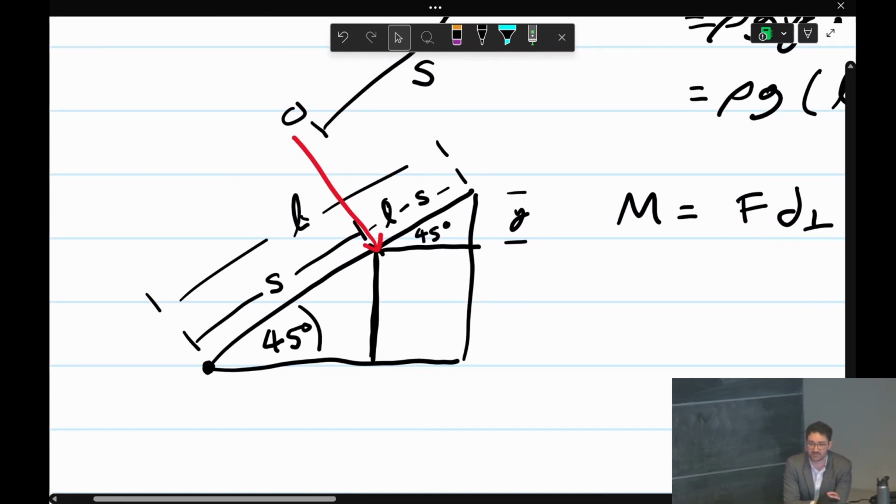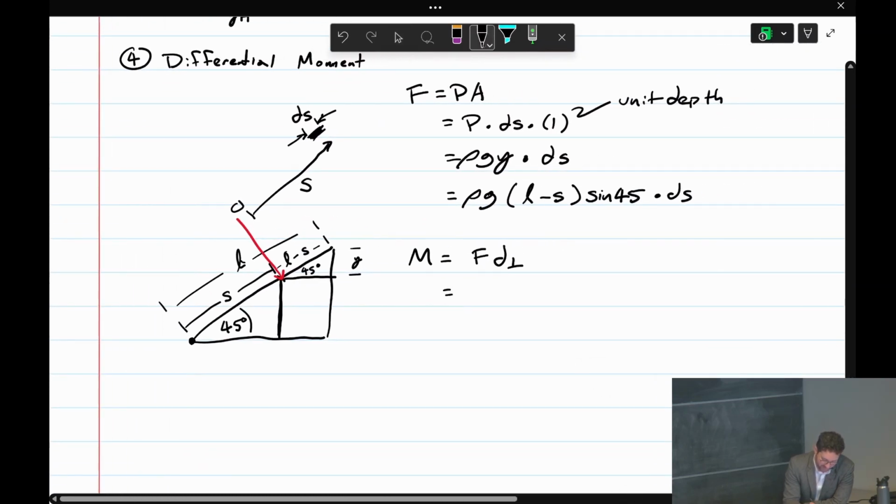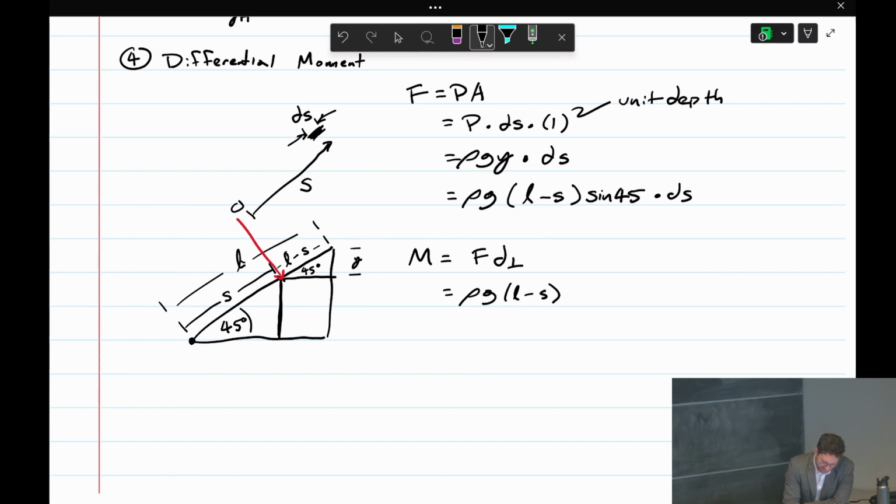S. Yes, very good. So the moment arm is just S. All we're going to do is take our F there and multiply it by S. So rho g (L minus S) sine 45 times ds times S. This is a magnitude of the moments, so we're going to do the signs when we do our summation of the moments. Any questions on that?